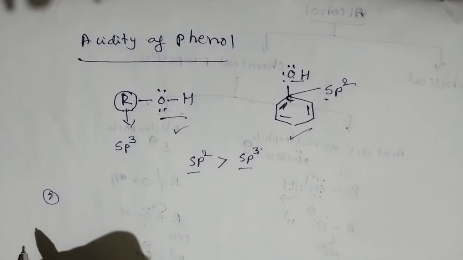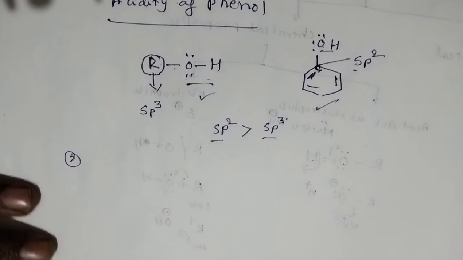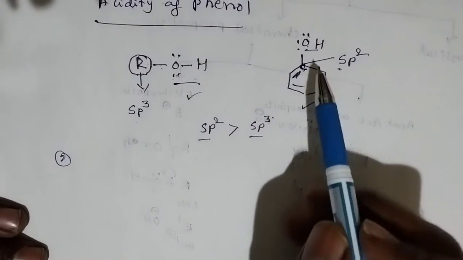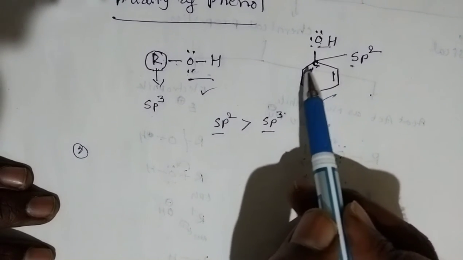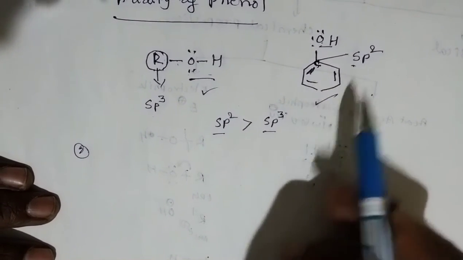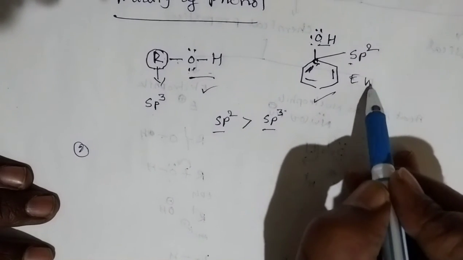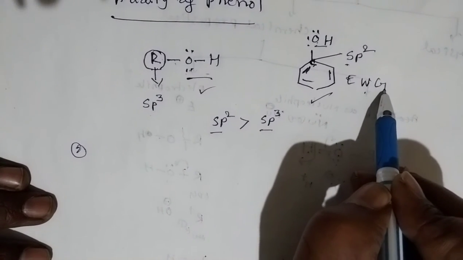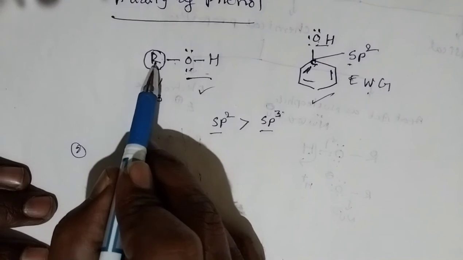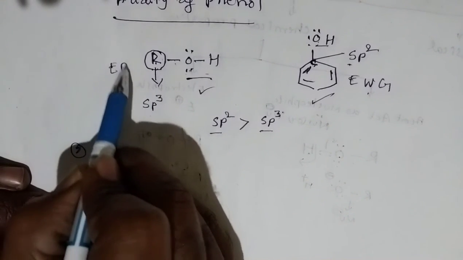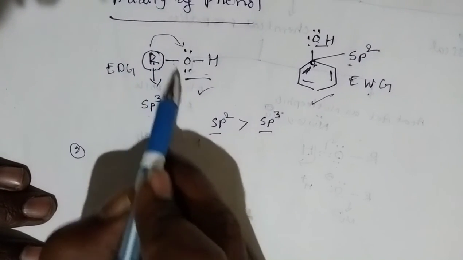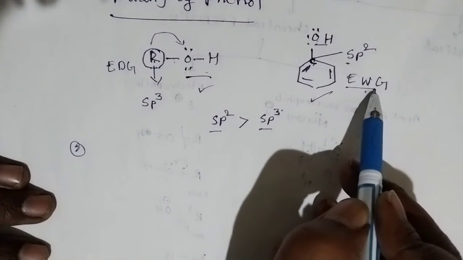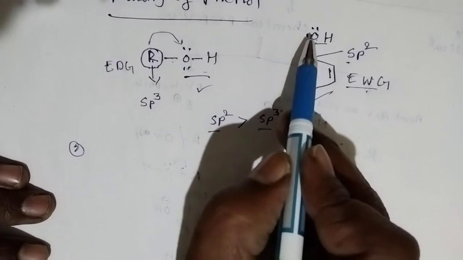Second point. See here, second property: what is the nature of this benzene ring? Benzene ring acts as an electron withdrawing group. Whereas what is the nature of this alkyl group? It acts as an electron donating group. An electron donating group increases the number of electrons on the oxygen atom. An electron withdrawing group decreases the number of electrons on the oxygen atom.